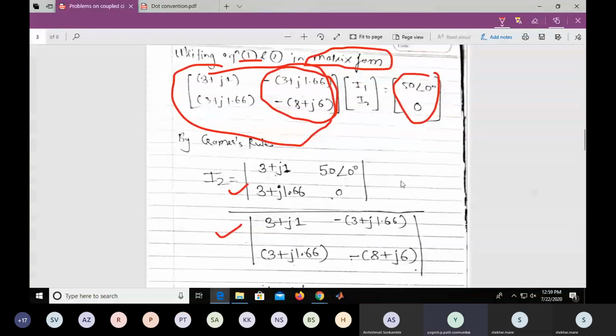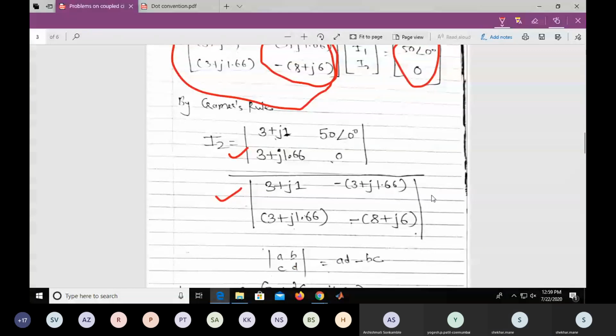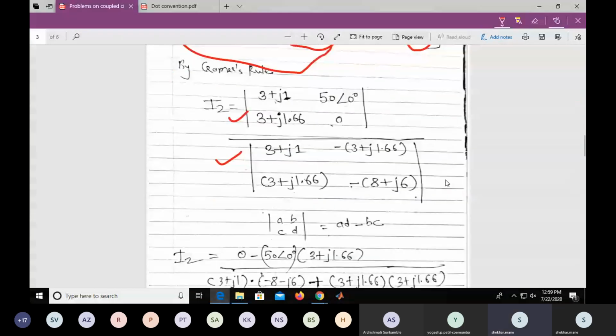Yes, sir. Only you have to remove this I2 part, and instead of that you have to write 50 angle 0 and 0. Now you have to solve this mod part. You can see here I have written A, B, C, D. So A, B, C, D means A into D minus BC. So here 0 into 3 plus J1 minus 50 angle 0 into 3 plus 1.66J.